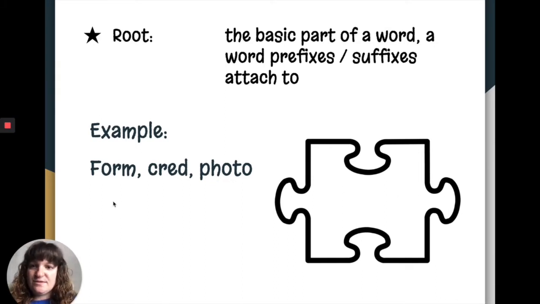Word roots are things like form. We can think of deform, reform, right? Inform, credibility, and photosynthesis, photography. I hope that makes sense.